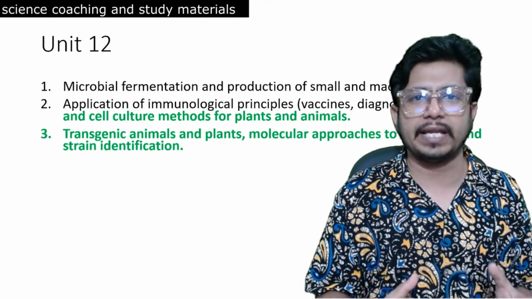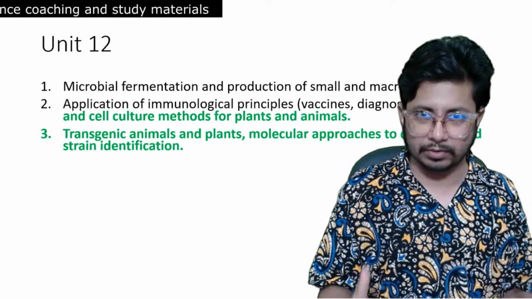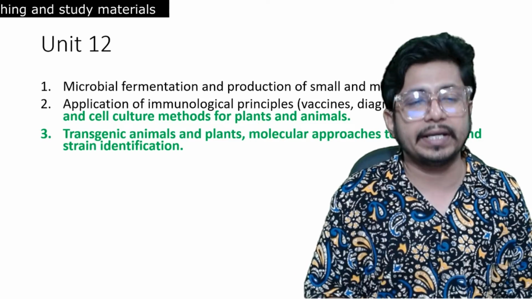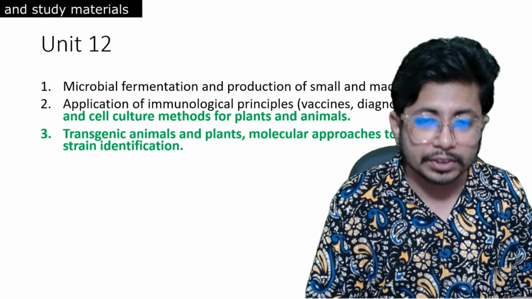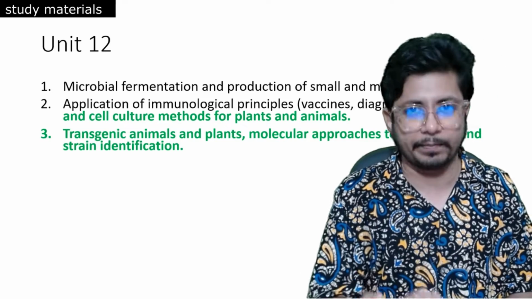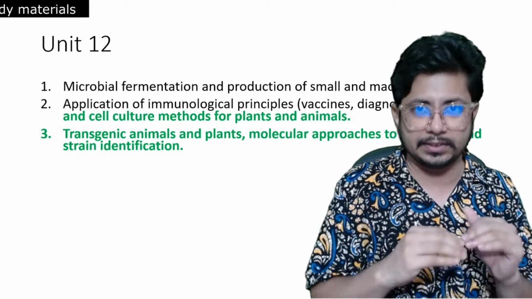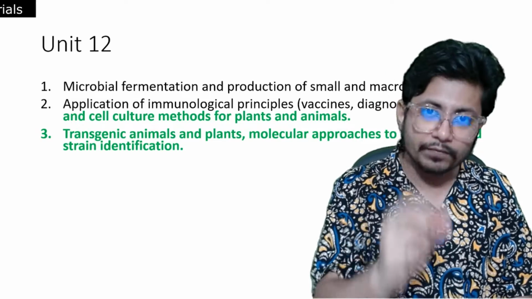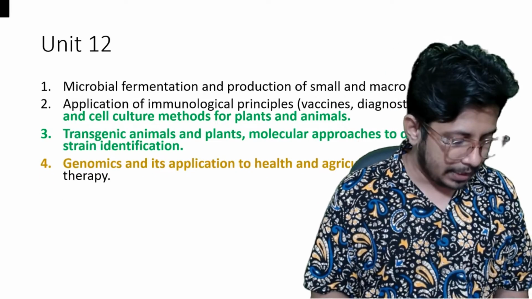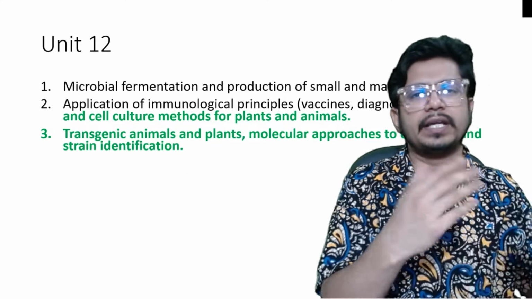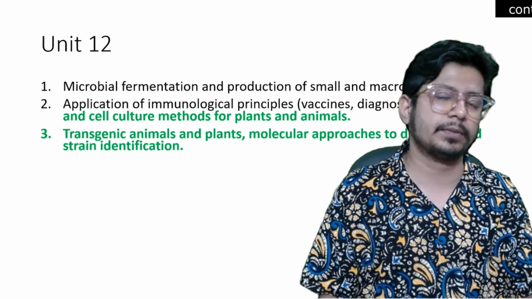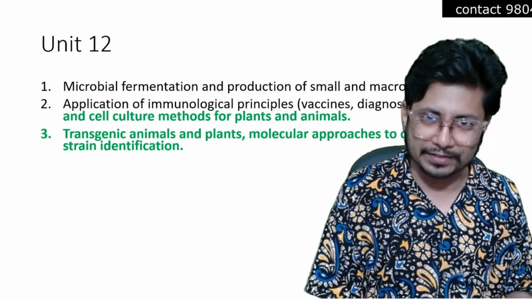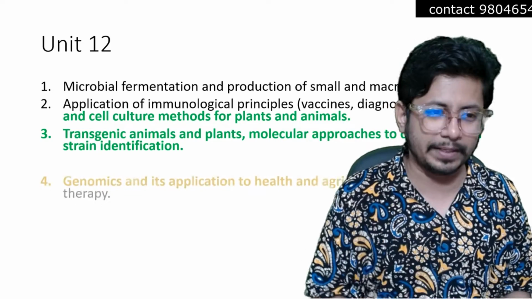Next is transgenic animals and plants, molecular approaches to diagnostics and identification. So, particularly the application of recombinant DNA, the application of molecular technology or biotechnology in plant development. So plant biotechnology is a section in unit 12, and they ask a lot of questions from this topic. Here, in transgenic animal and transgenic plant production, particularly we talk about transformation, Agrobacterium-mediated gene delivery systems, the Ti plasmid, and so many things.